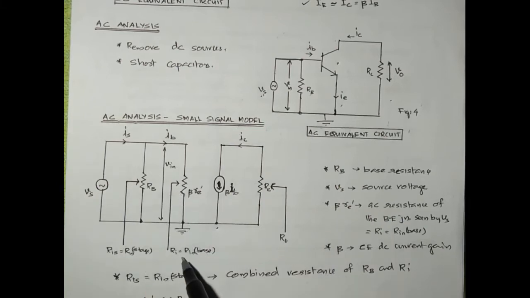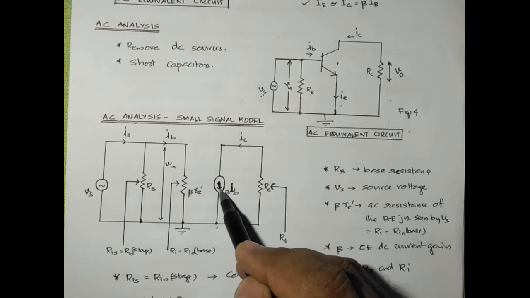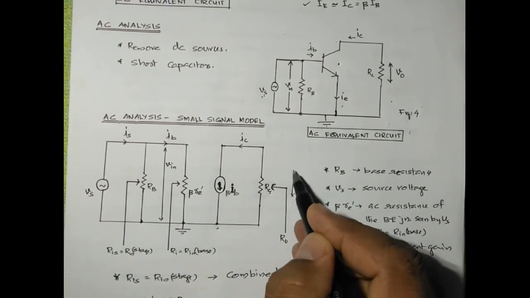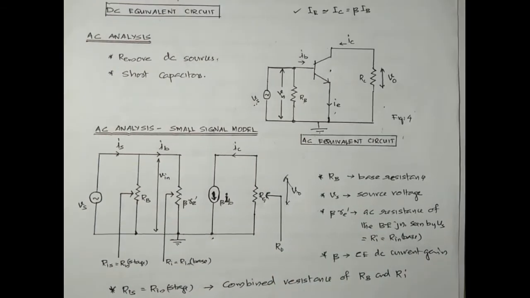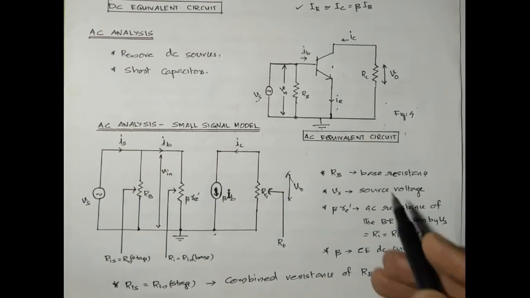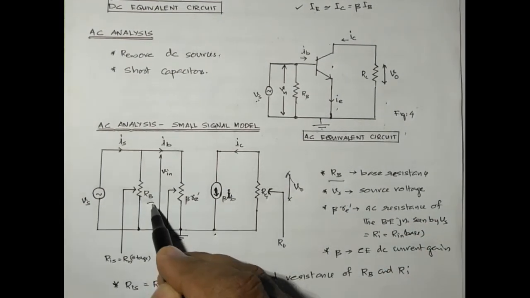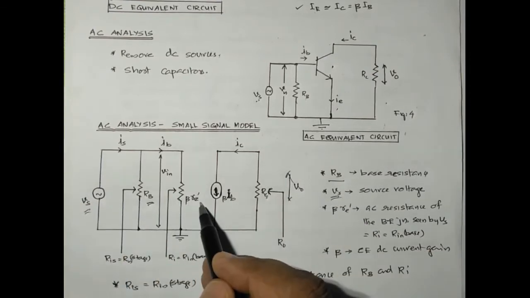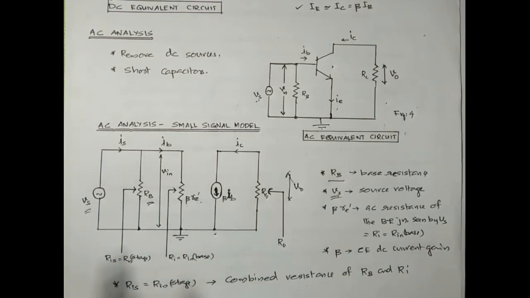Then we have an input resistance and input voltage, and on the output side we have a current source, and this is a collector resistance across which we take the output voltage. Let's check the different parameters involved in this diagram. The first one is the base resistance that we have discussed here. We have the source voltage here. Then beta Re prime, in fact.